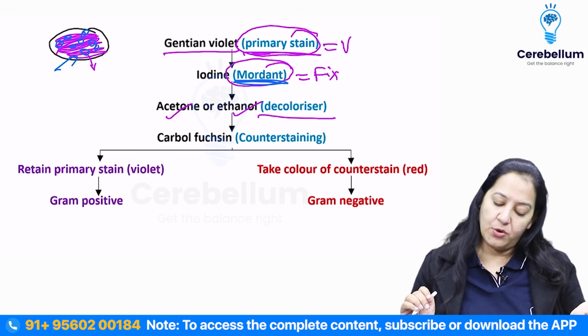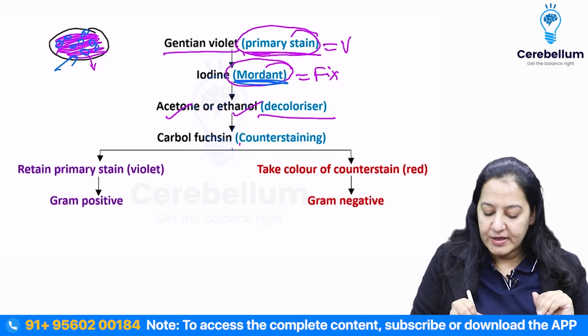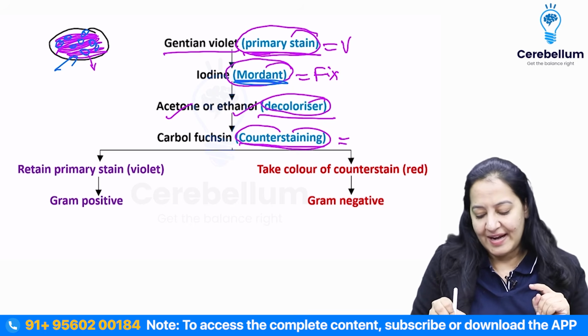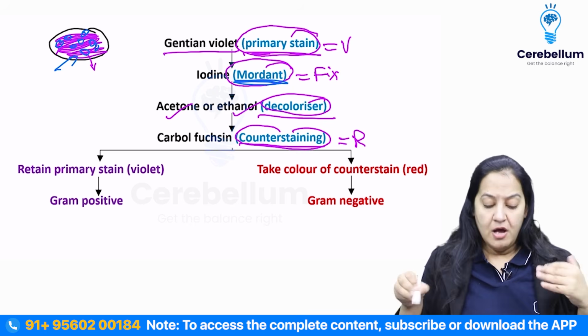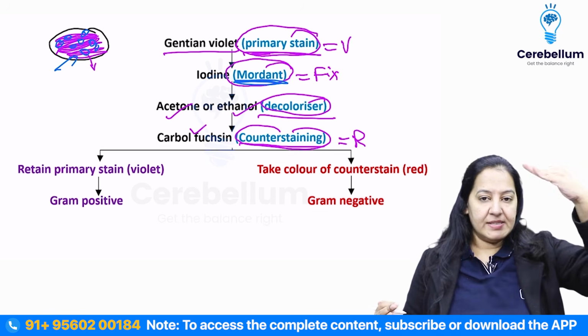We use either acetone or ethanol, alcohol. And the last step is the counter stain or secondary stain. The counter stain or secondary stain is any red stain. Any red will work. For example, carbol fuchsin, safranin, any red. So these are the 4 steps.